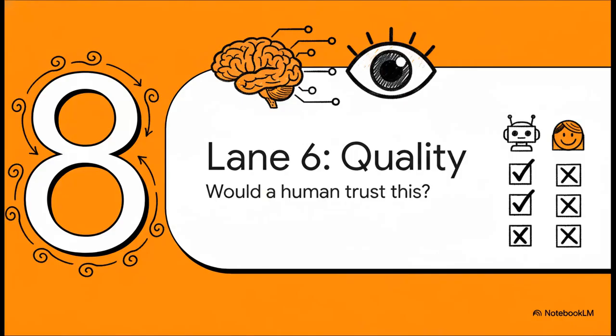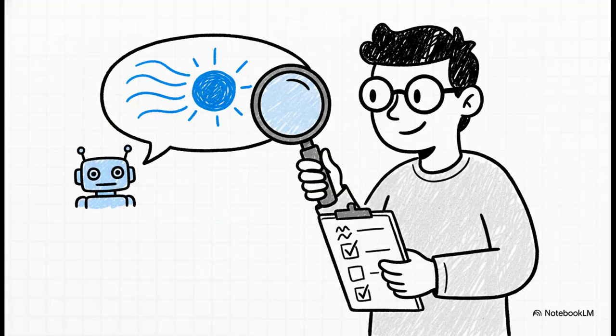And here we are, the final and maybe the most crucial lane. A model can pass every single automated test we throw at it, for function, for performance, for stability, but it can still fail the ultimate test, human trust. This is where you need a human in the loop.